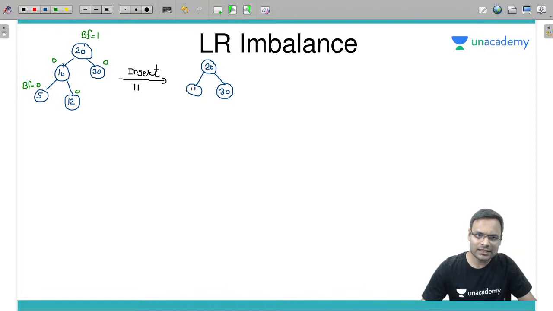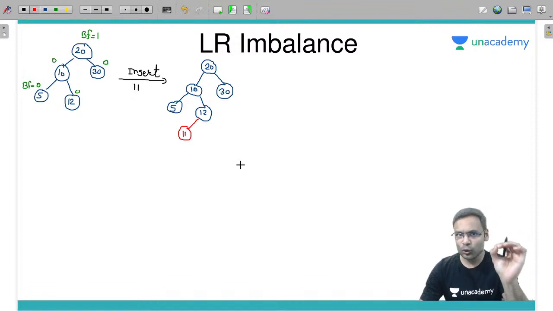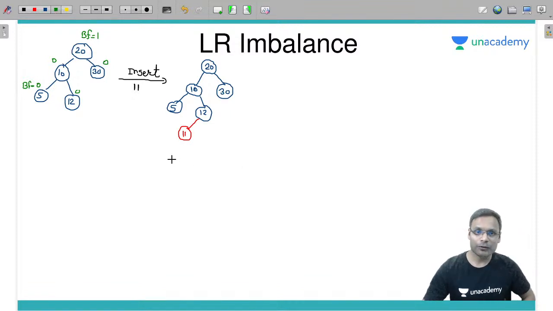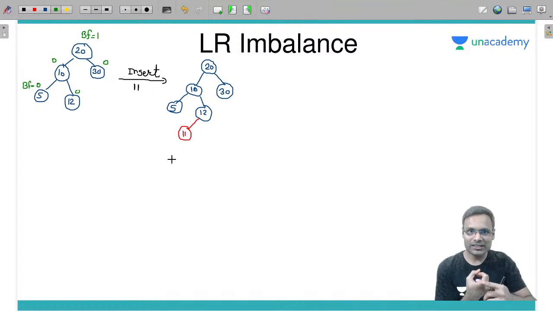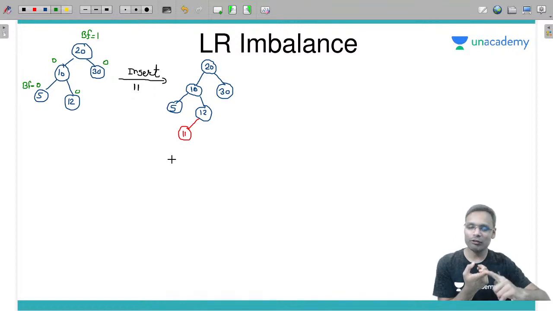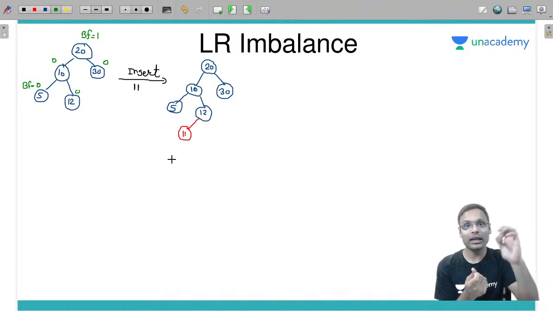So where should I insert 11? In the already balanced binary search tree, 11 is lesser, greater and lesser. So it should be inserted here, in the left of 12. As I told you last time, because of insertion, if you want to check the imbalances, you check the newly inserted node's parent, whether we have imbalance on that node or not.